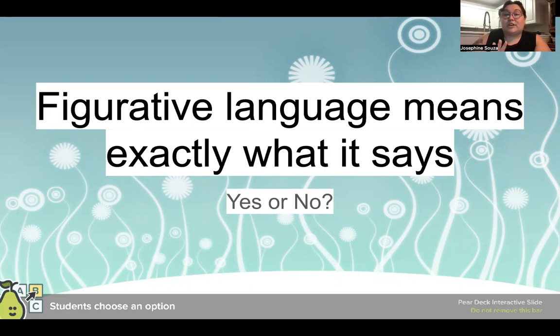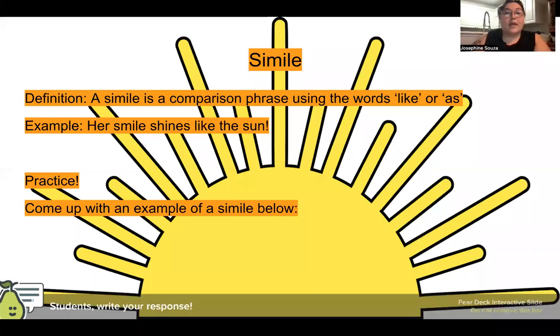So this is just a very straightforward yes or no. Figurative language means exactly what it says. Have the kids follow along with me. There you go. The first term I have here is simile. We have our definition and example. And then the practice I have them come up with is, again, using Pear Deck. I'm having them type in and come up with an example of simile.